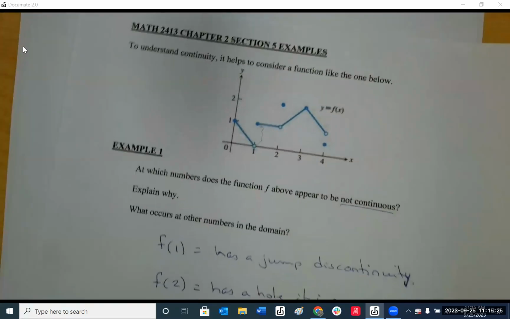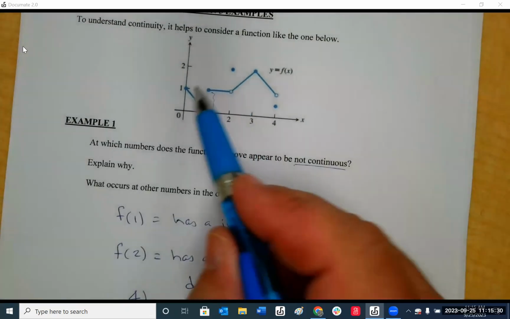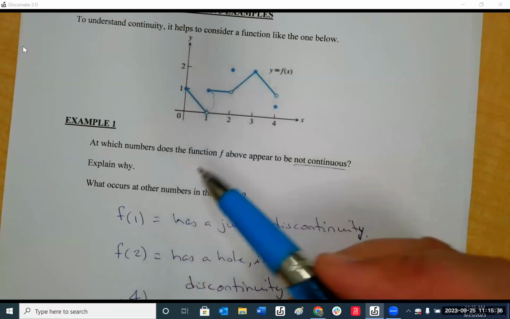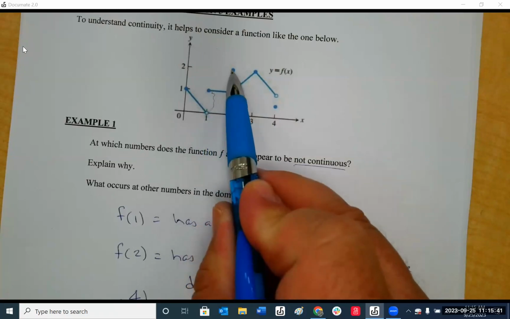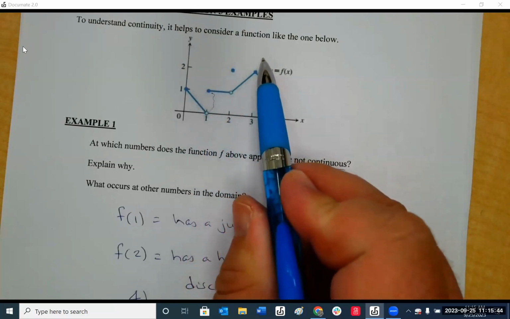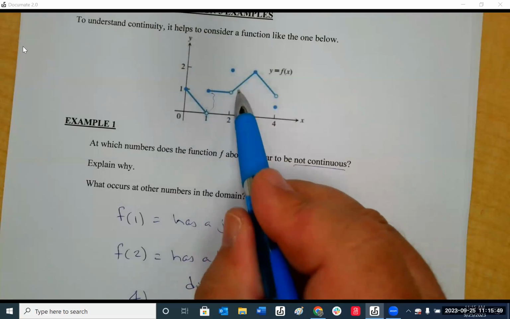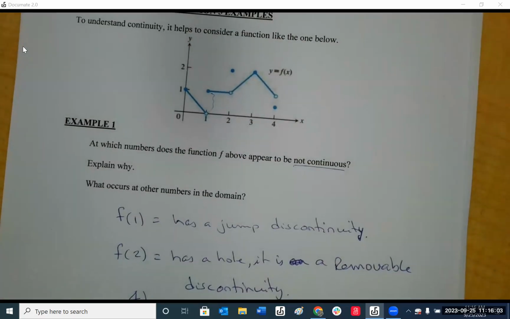So there's a difference between a removable discontinuity and a jump. With a jump discontinuity, the function itself continues on two different sides. On the left-hand side it's going this way, and on the right-hand side here. From the left-hand side it's approaching this, but then it jumps there and starts again from here. It's kind of like a piecewise defined function: it's defined on both sides, but they're not together. This one is just one point that's removed.